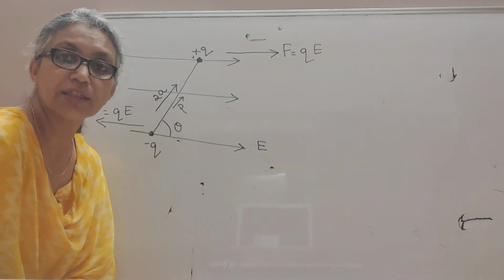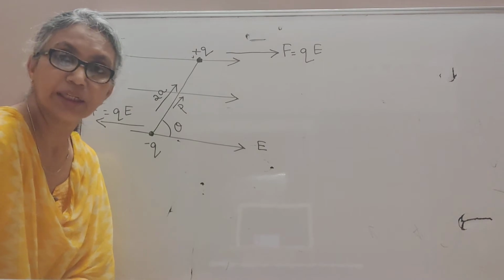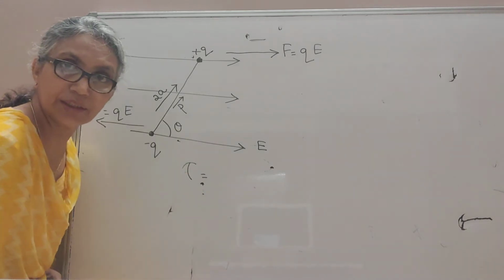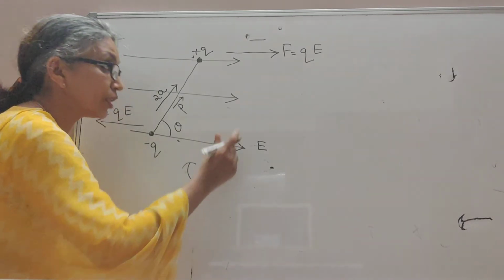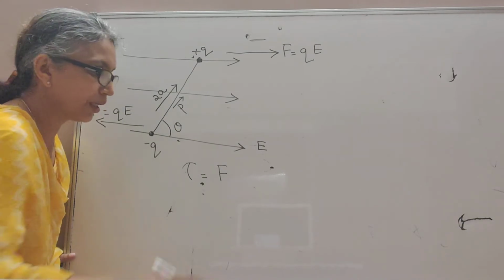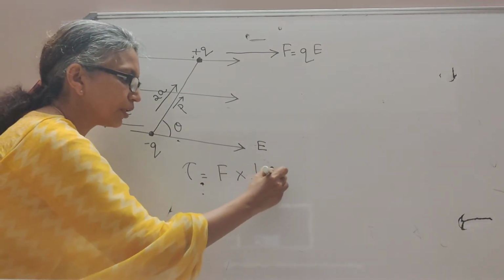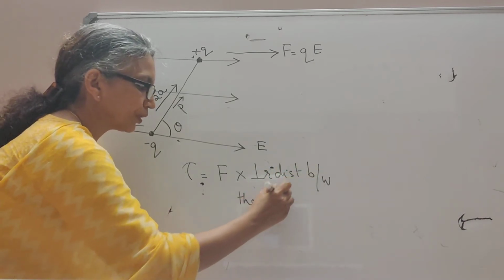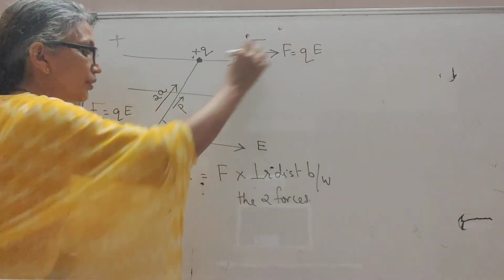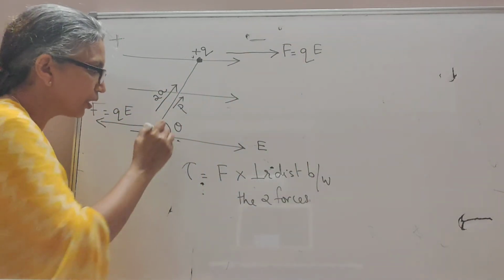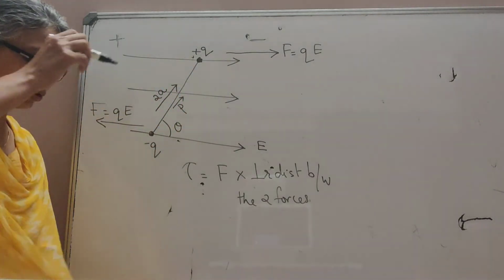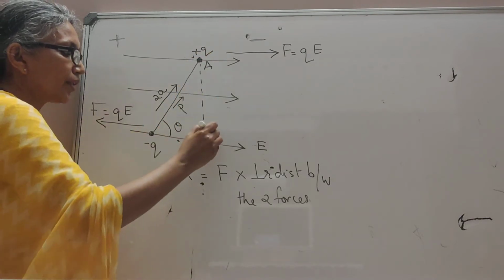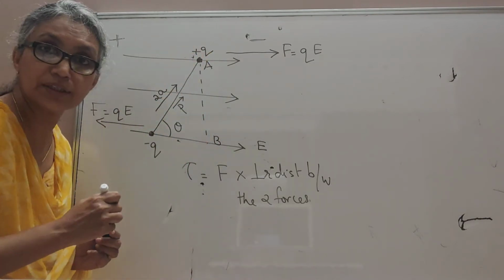What we are now going to do is derive an expression for that torque. Last year I already taught you that the torque on any couple is given by any one of the forces, because both the forces are the same, multiplied by the perpendicular distance between the two forces. One force is here, the other force is here. This is not the perpendicular distance. So if I draw a dotted line like this, taking this as A and this as B, this is the perpendicular distance between the two forces.